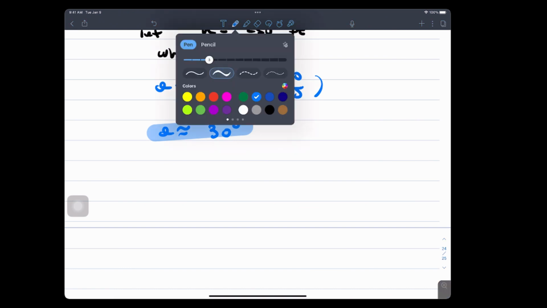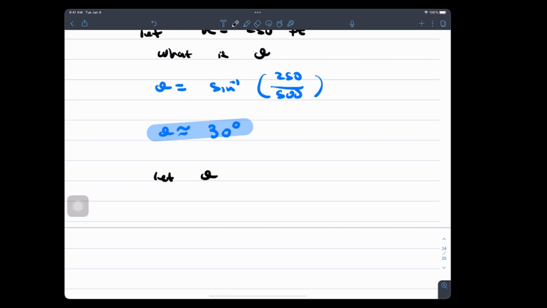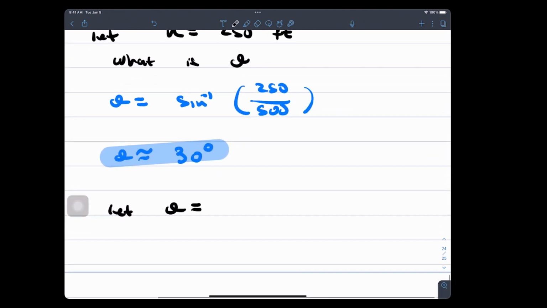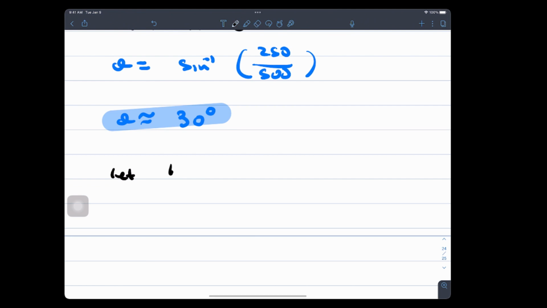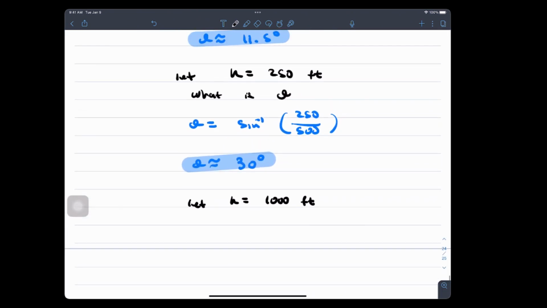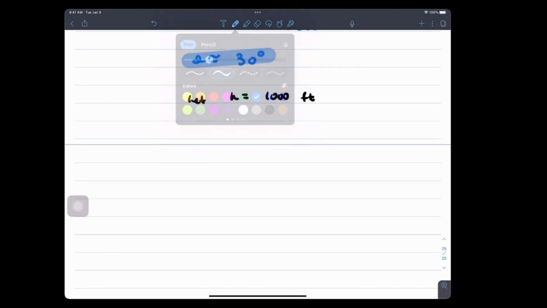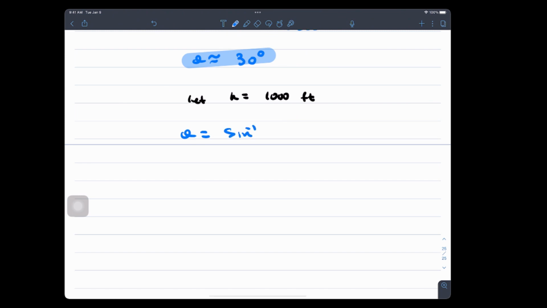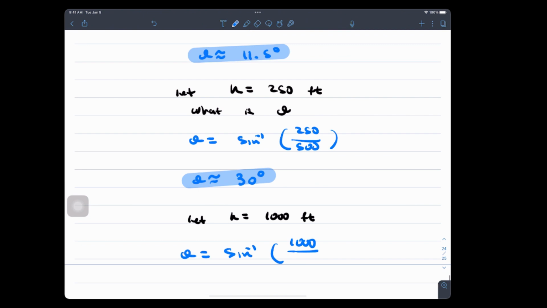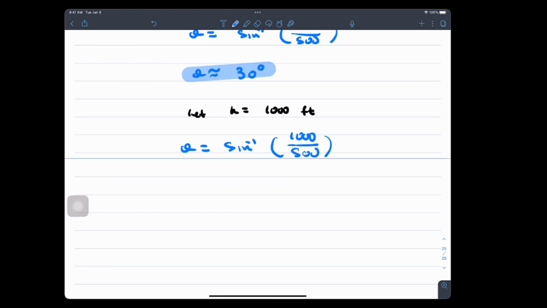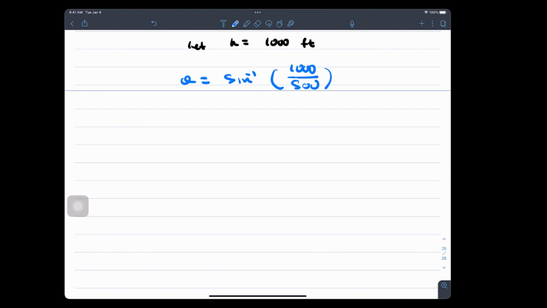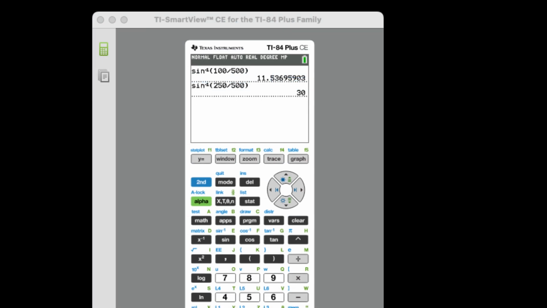Okay, now they say, here's going to be a fun one. Let, I'm sorry, not theta, let h be. Let's let the height be somewhere like 1,000 feet. Oh my God, what if the height is 1,000 feet? What's the angle of elevation now? You're looking up. Theta is going to be inverse sine of 1,000 over 500. And then we might say, okay, what is that? Maybe there's a problem. I don't know. Second inverse sine 1,000 divided by 500. Close that. What do you get?